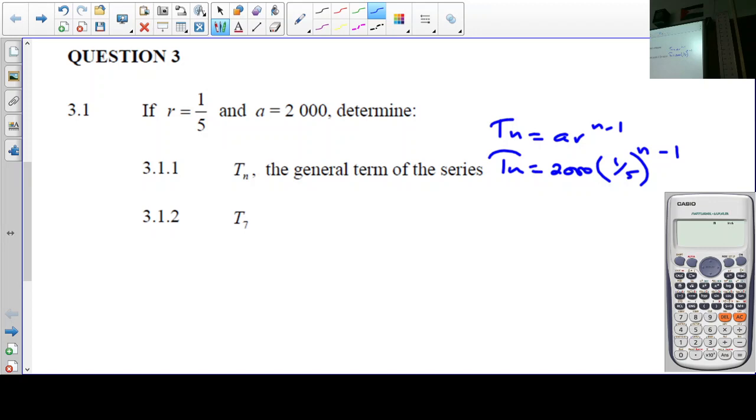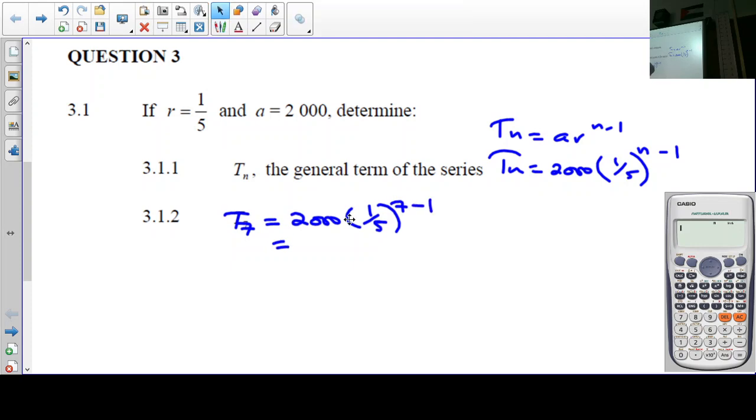In 3.1.2, they ask you to work out T7. So for T7, it's going to be 2000 into 1 over 5 to the power 7 minus 1. So that would simply give us 2000, open brackets, 1 over 5, or 0.2, raised to the exponent 7 minus 1, which is 6. Gives you an answer of 16 over 125.